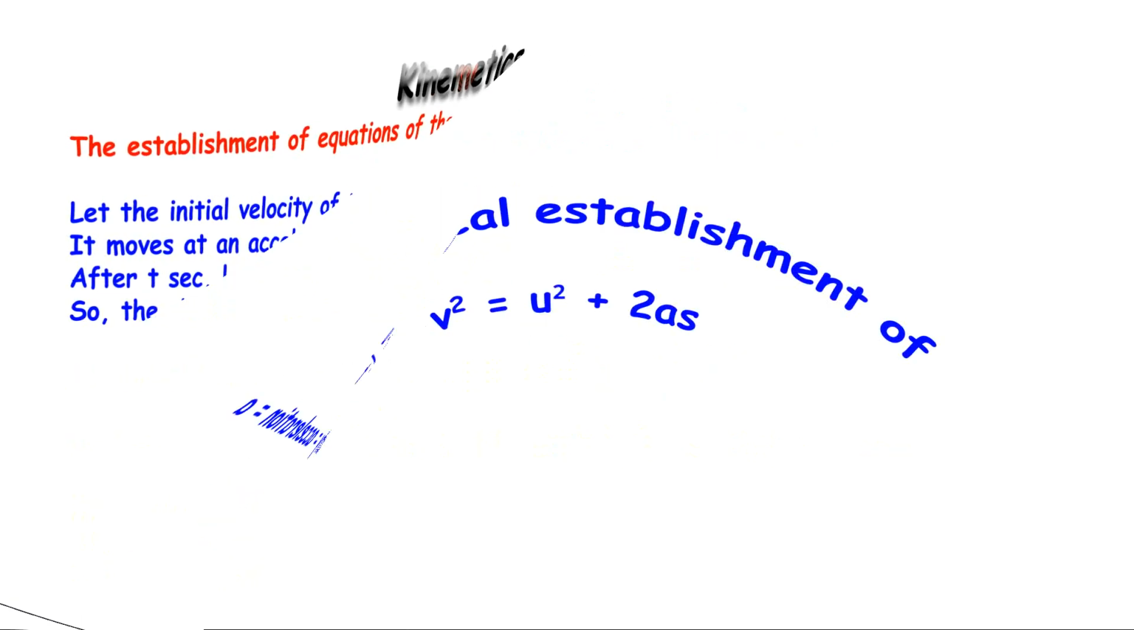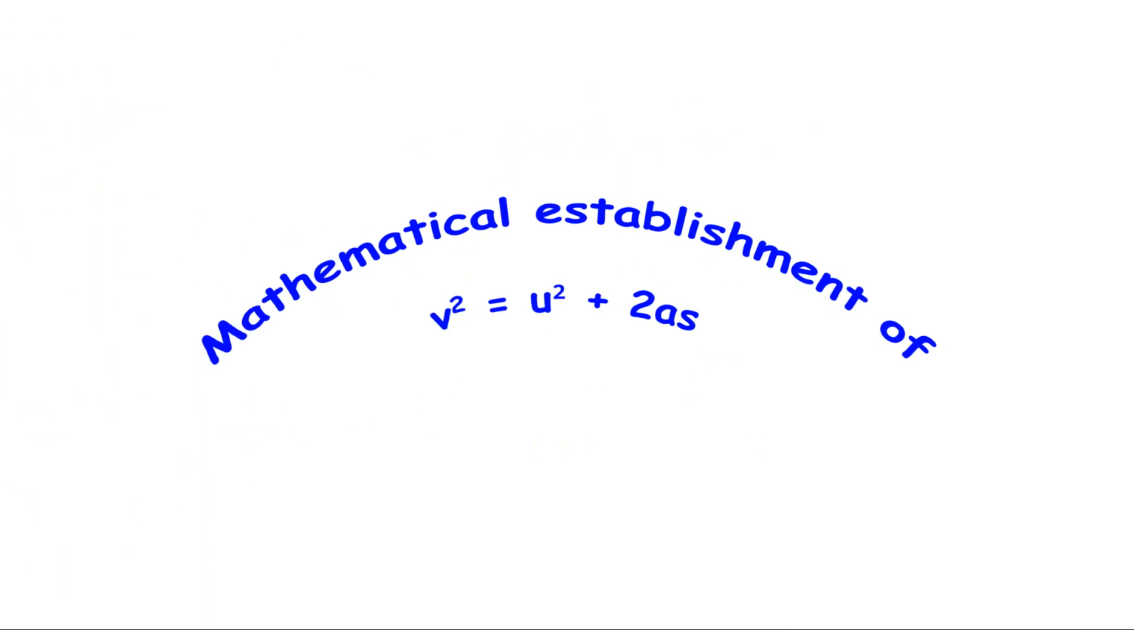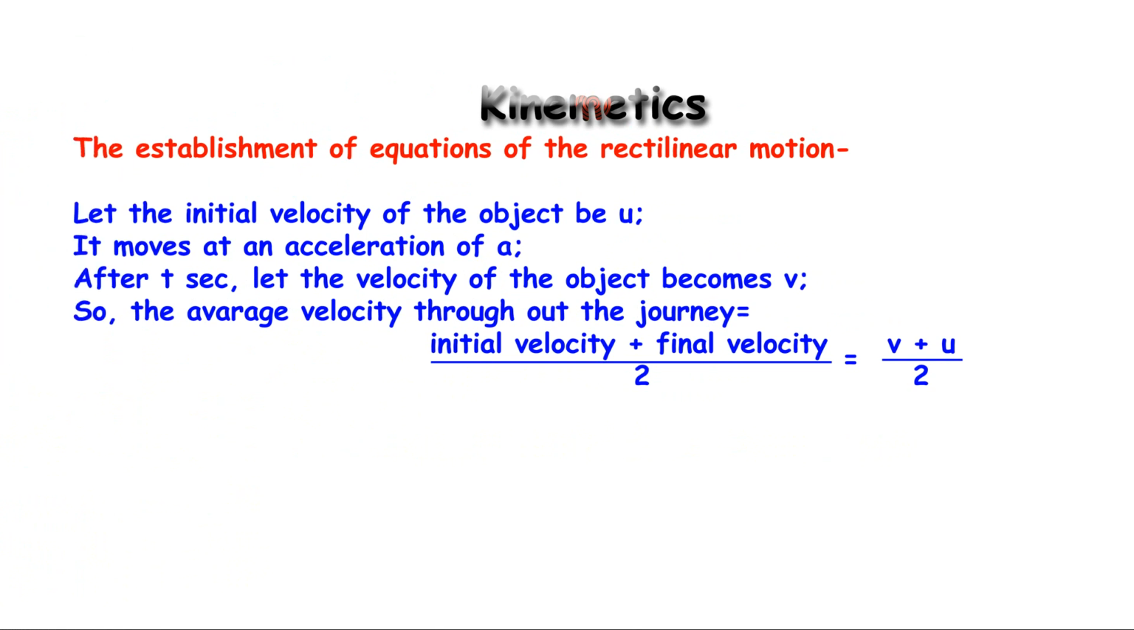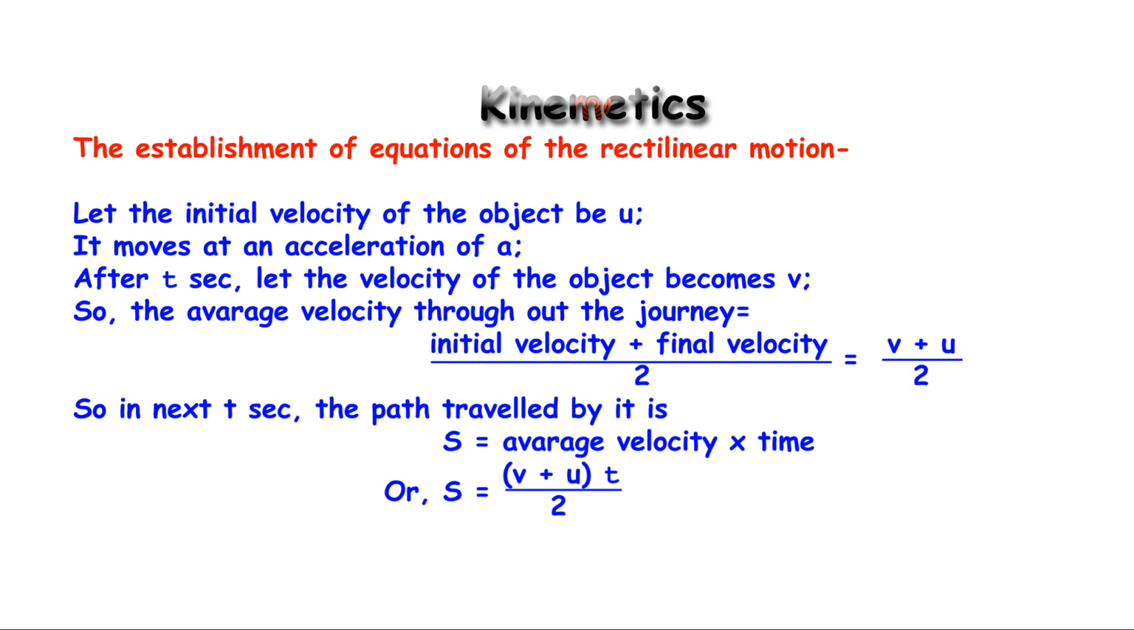We have decided earlier that the initial velocity of the object is going to be considered as u, as it is moving at a constant acceleration of a, the final velocity after t time becomes v. So the average velocity throughout the journey becomes initial velocity plus final velocity by 2, that is (u plus v) by 2. So in next t seconds, the total path traveled by the body is equal to average velocity into time. So s is equal to (v plus u) by 2 into t.